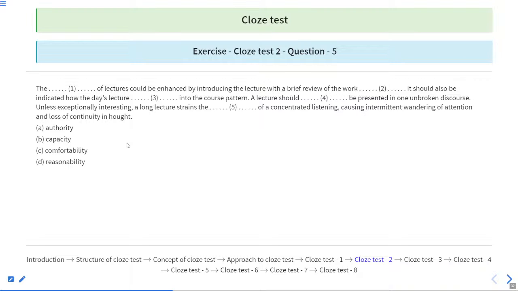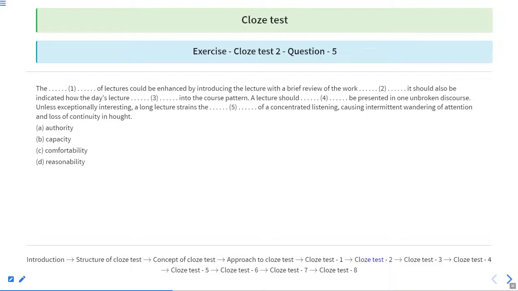So we have filled in seldom now. And now let us look at the next one. Unless exceptionally interesting, a long lecture strains the dash of a concentrated listening. Is it authority, capacity, comfortability, or reasonability? Which one of them is the right choice? Please try and then we look at the right answer.